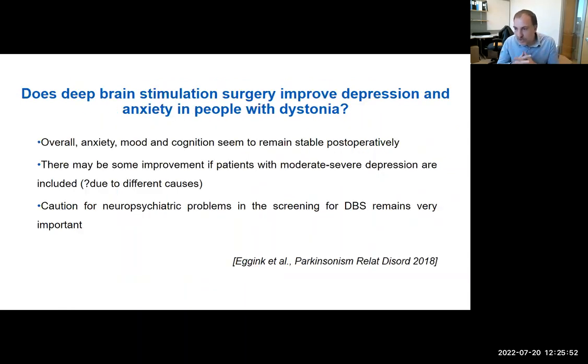Deep brain stimulation surgery generally does not significantly change anxiety, mood, or cognition in people with dystonia. There have been some improvements in patients presenting at baseline with stable but moderate or severe depression. But this safety should not bring our guard down with respect to being cautious of appropriately screening and monitoring for neuropsychiatric problems in patients who undergo DBS.